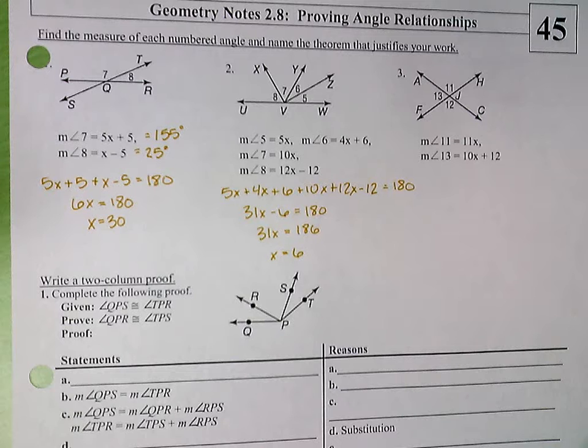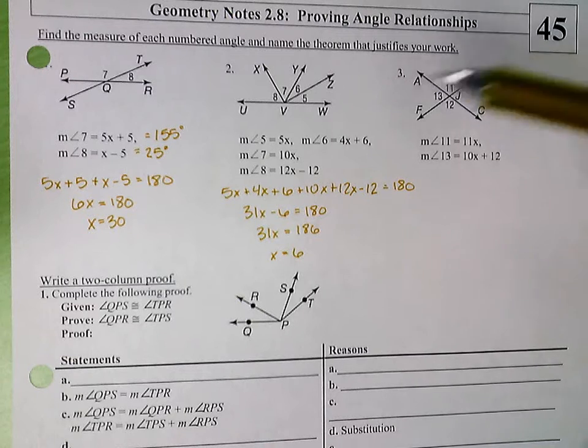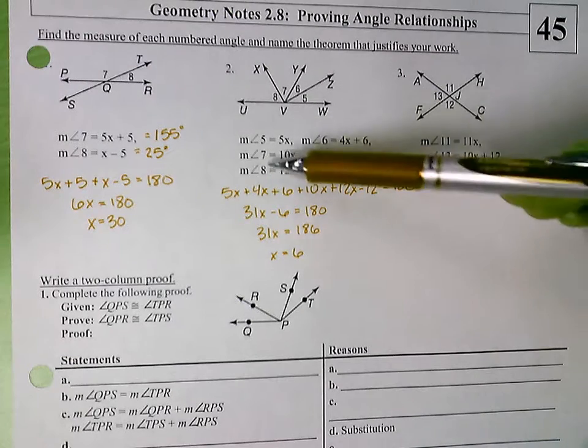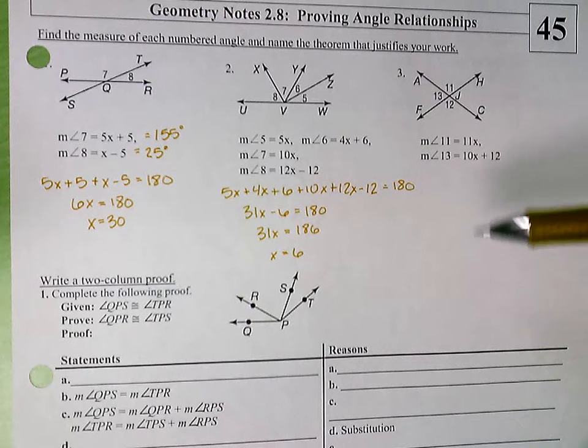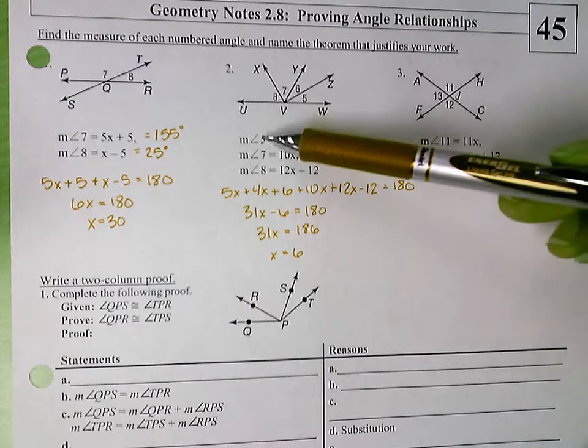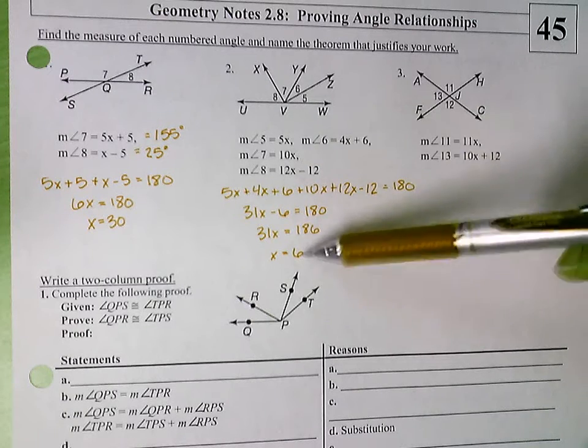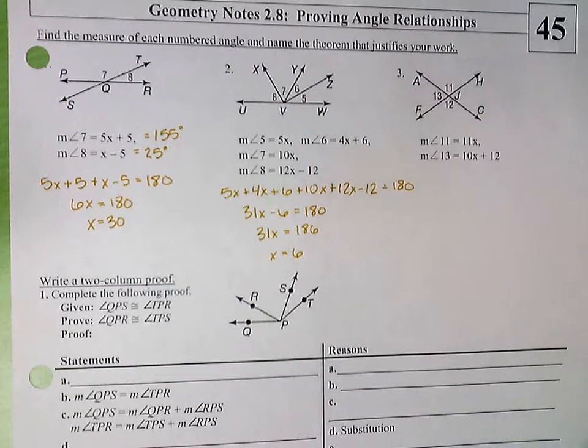For both numbers 1 and 2, you can add your angles all together to be equal to 180 since they form a straight line. If I wanted to find all of those angle measures, I'd plug 6 in for x for every single one of those angles.